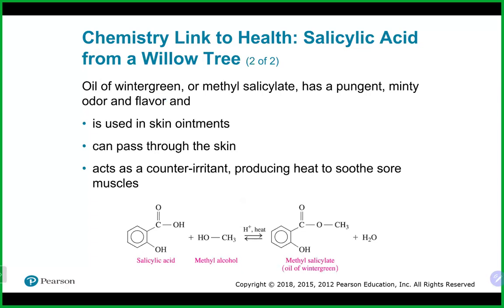Oil of wintergreen, our methyl salicylate, has a pungent odor, minty, sort of fresh, if you will. It's used in skin ointments and can pass through the skin. Same deal, same sort of connection happening here. Carboxylic acid part and alcohol part coming together, connecting right there in that particular case.